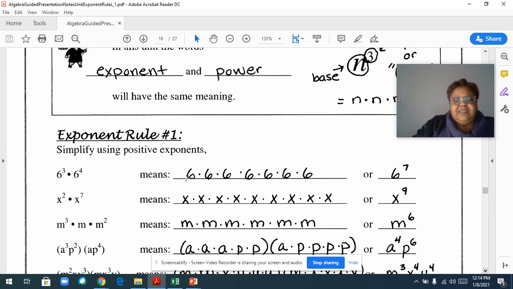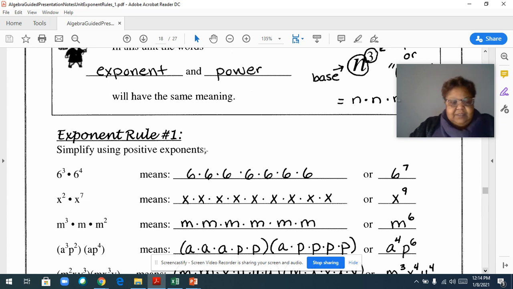6 to the third power means I'm going to multiply 6 by itself 3 times. Not 6 times 3, but 6 times 6 times 6. Okay, so I count how many I have. 1, 2, 3, 4, 5, 6, 7. So that's 6 to the 7th power. Okay? You may begin to notice a pattern. I'm going to give you a hint. 3 plus 4 is 7.